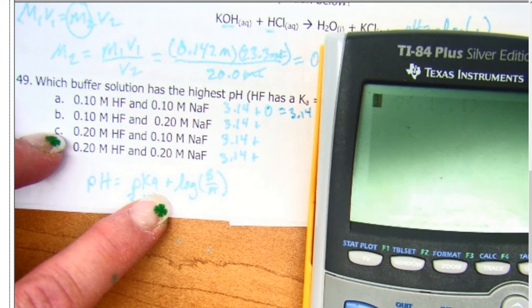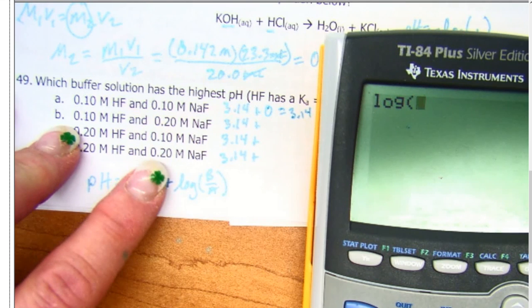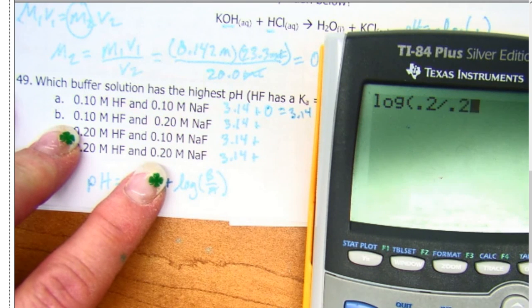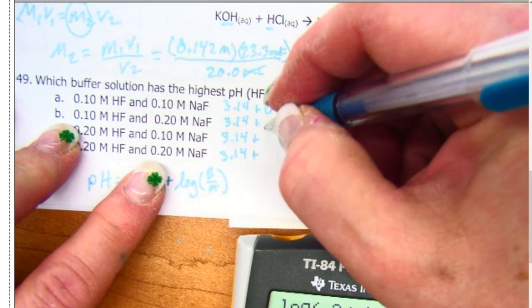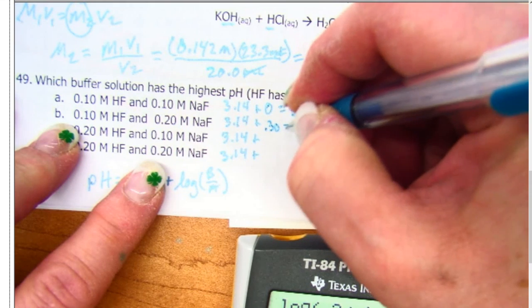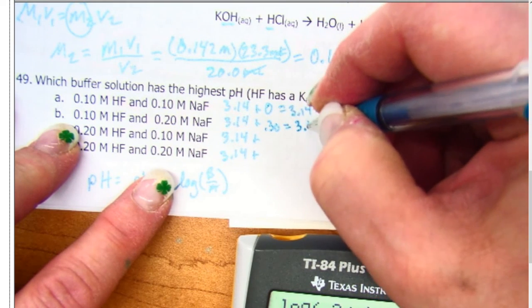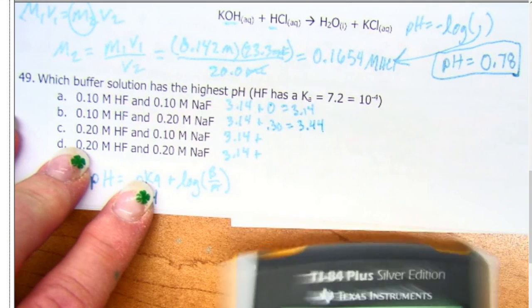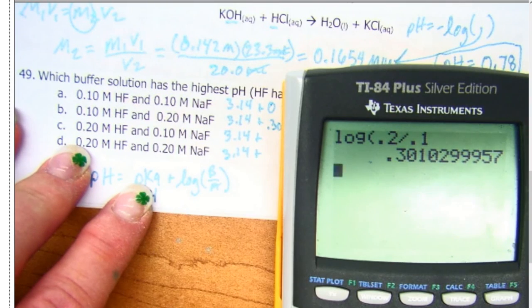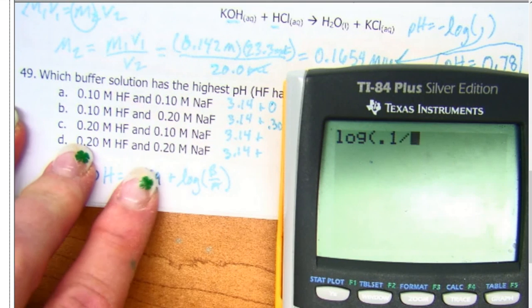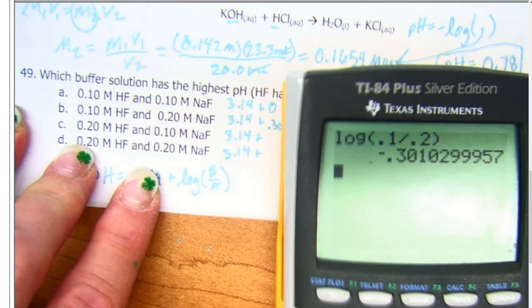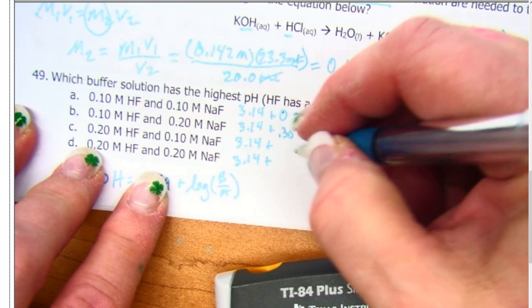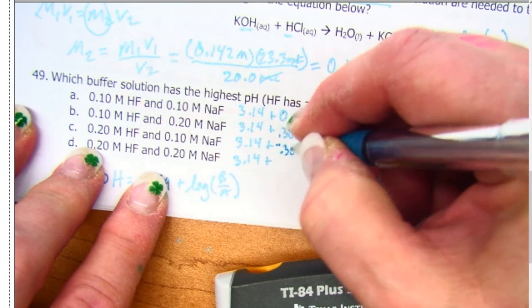Okay, clear. Log of base 0.2 divided by 0.1 equals 0.30. So I'm going to have 3.44. Then I'm going to have clear, log of 0.1 divided by 0.2, close parentheses, and I get negative 0.30.